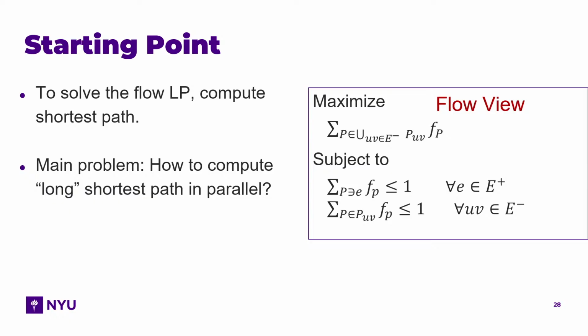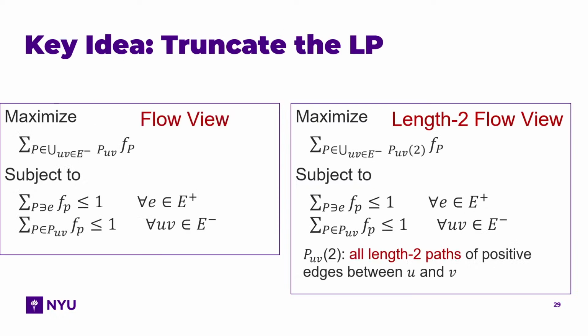So it's related to the shortest path problem. When the path is very long, computing this long shortest path in parallel is very, very expensive. We don't know how to do it. And we realized that we can truncate all paths. We will throw away all paths with long length.